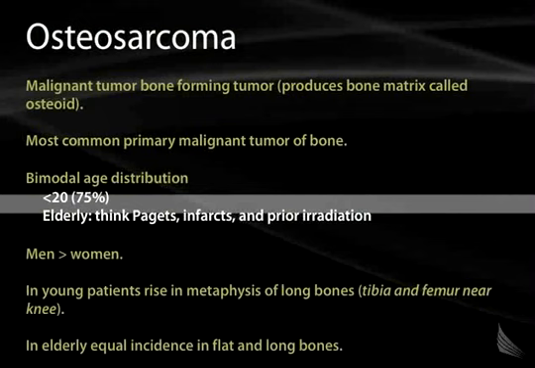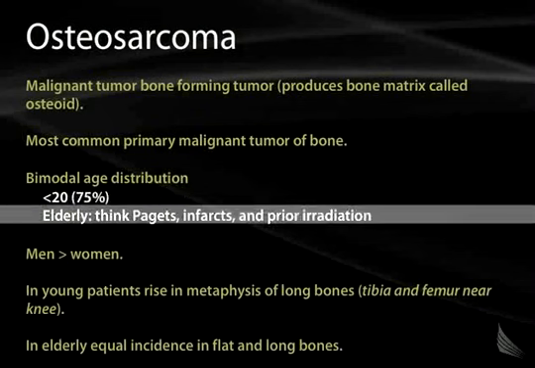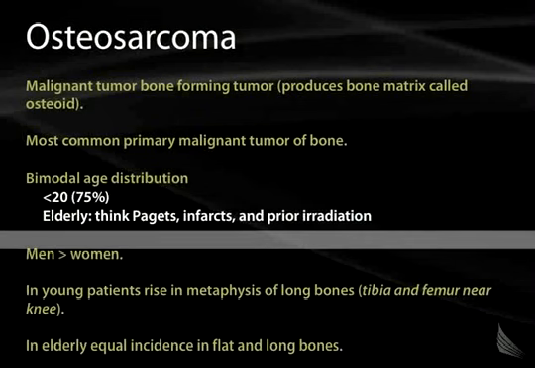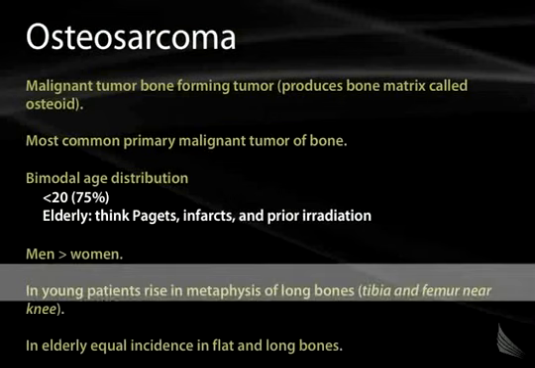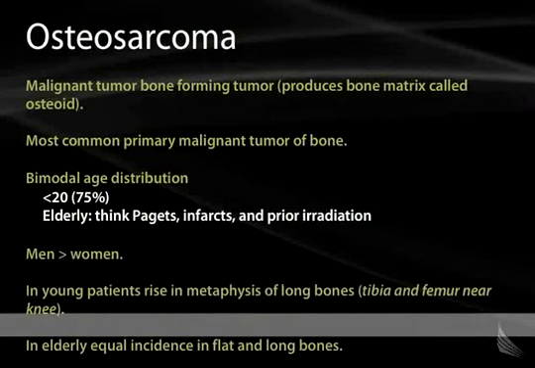Remember from earlier in this lecture, we talked about osteosarcoma appearing in approximately 1% of Paget's disease cases. It can also appear following infarcts and prior radiation. It also, as a tumor, has a predilection for the male sex. When you're dealing with the 75% of the cases that arrive in younger patients, look for it arising near the metaphysis of long bones, especially in the tibia and femur near the knee. In the elderly, there appears to be an approximately equal incidence in the flat and long bones.